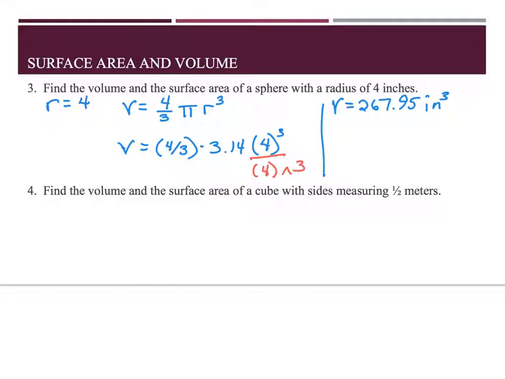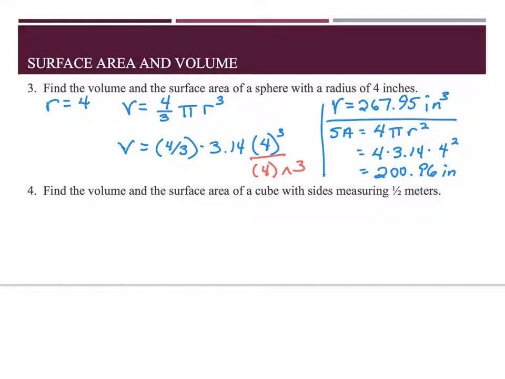If I want to find the surface area, it has a formula of 4 pi r squared. 4 is part of the formula, pi is 3.14, r just happens to also be 4, and I want to square the 4. So this is 200.96 square inches.